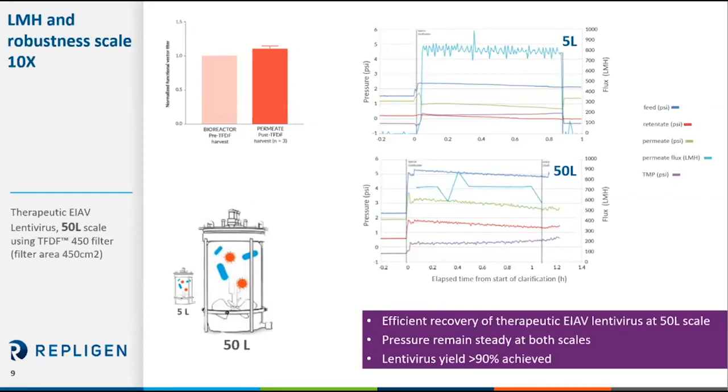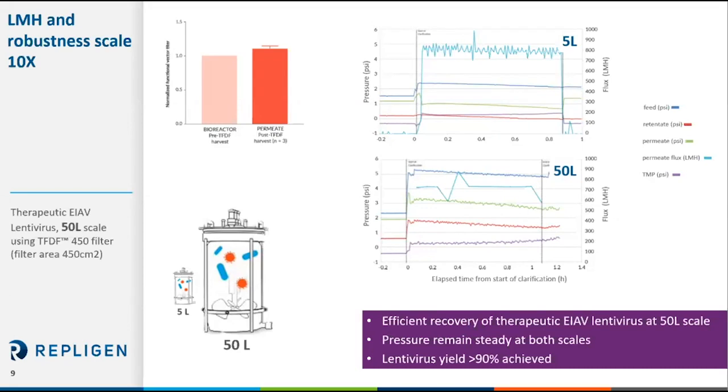So all the runs that we've looked at thus far were at the 5-liter scale. So are we able to show the same performance at larger scale? We scaled the 5-liter tenfold up to a 50-liter scale reactor and found that the yield, the process time, and the filter fouling were very similar to the 5-liter scale.